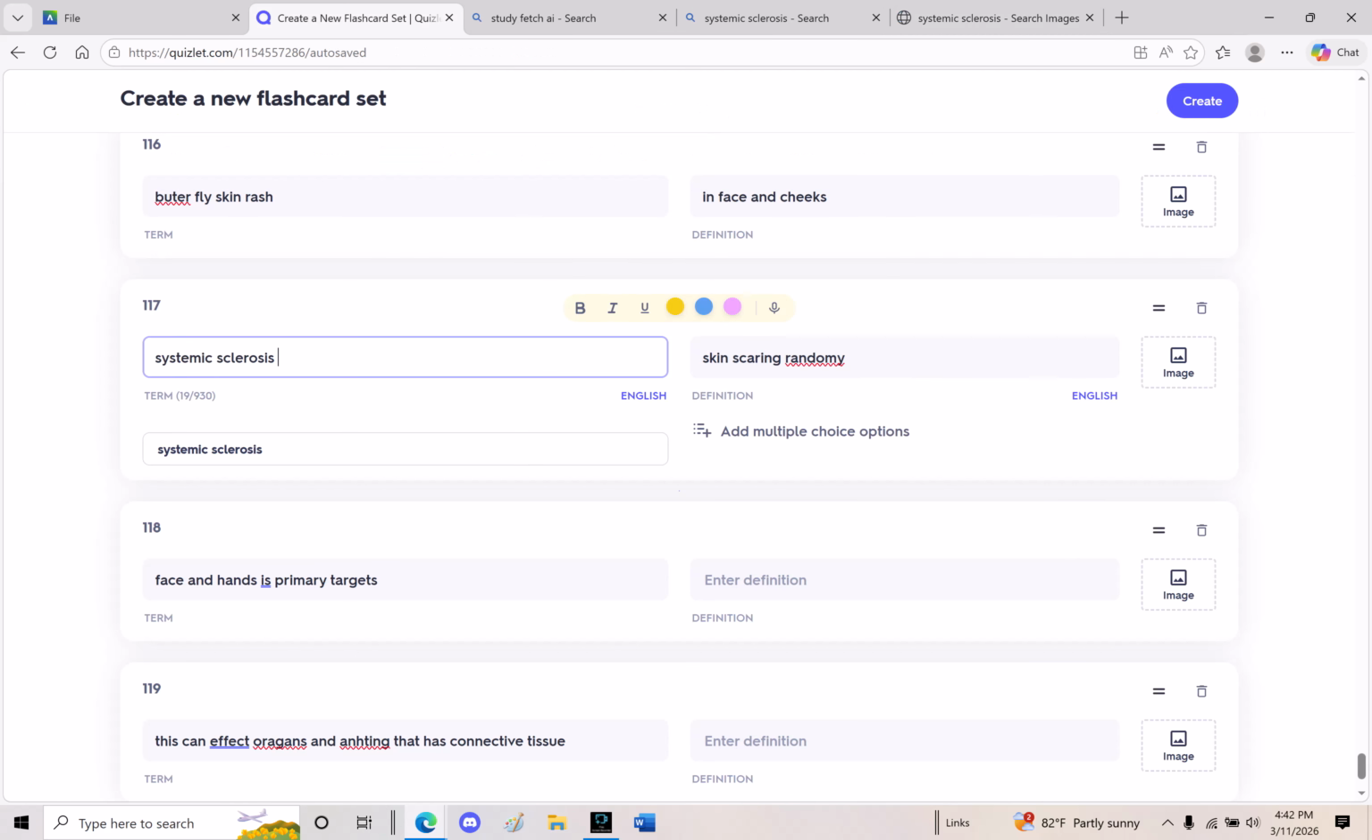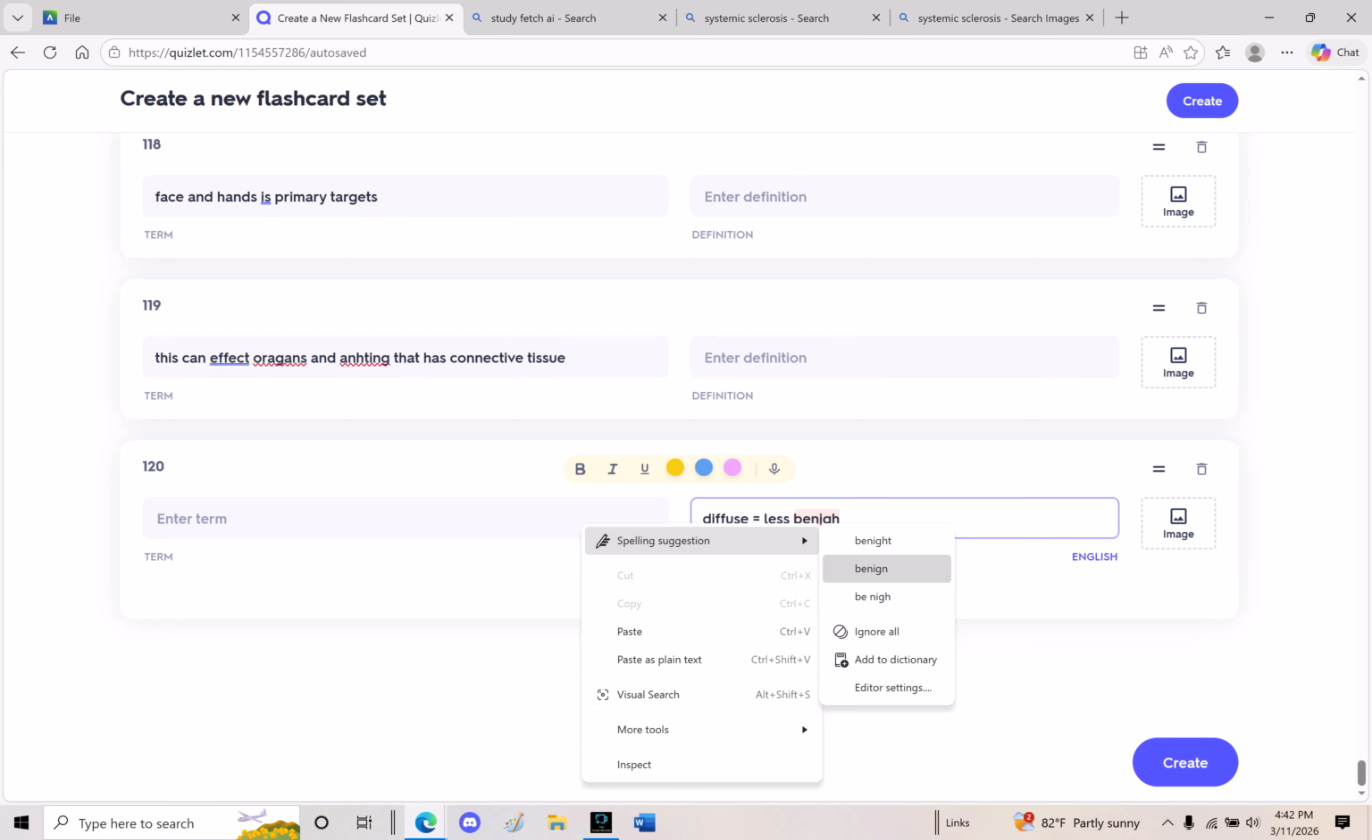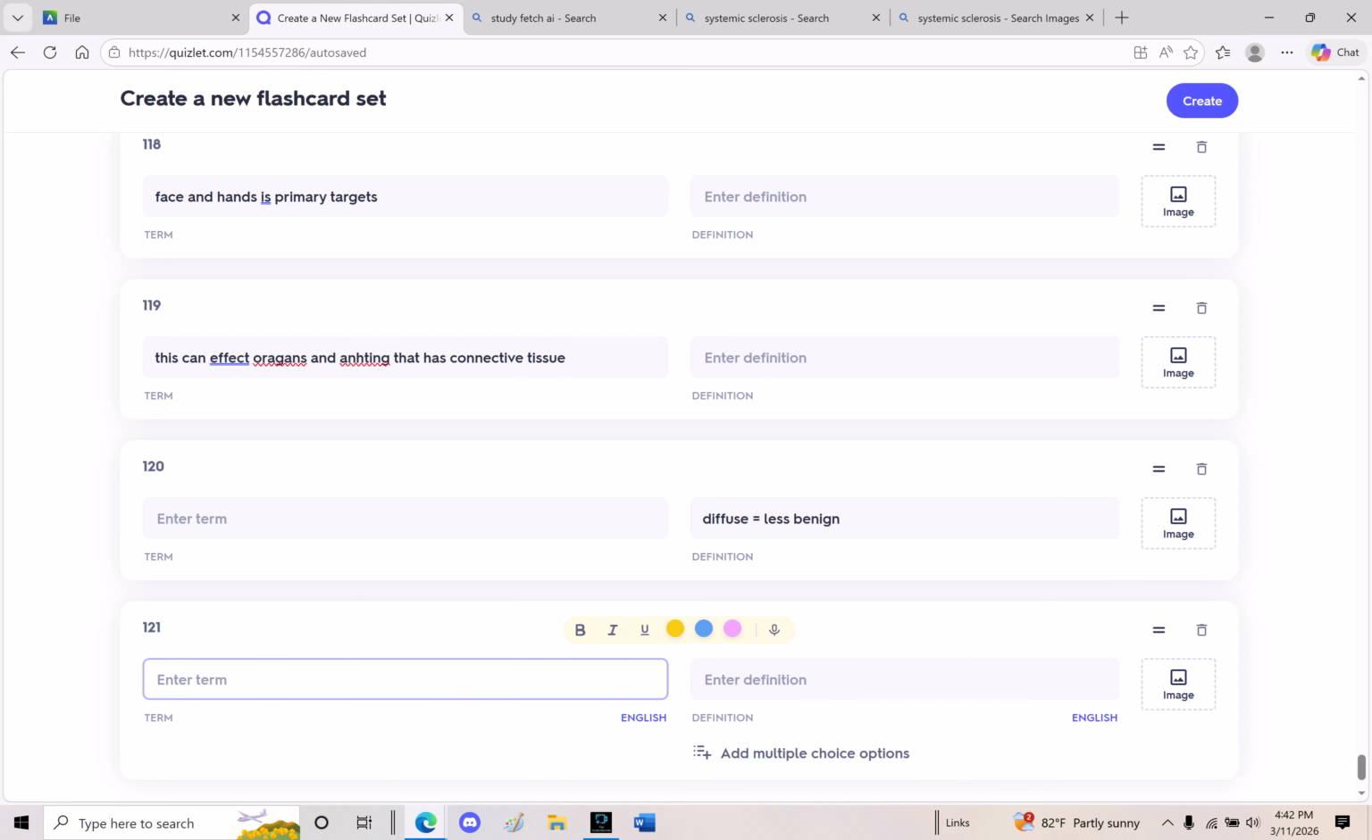Diffuse is less benign, which means it's worse. Why would he just say less benign? I think it's because systemic sclerosis and scleroderma isn't that big of a deal. However, diffuse scleroderma is technically more dangerous because it's already everywhere in the skin, and now it can involve your organs very easily. Limited or localized scleroderma is more benign, meaning it's better.